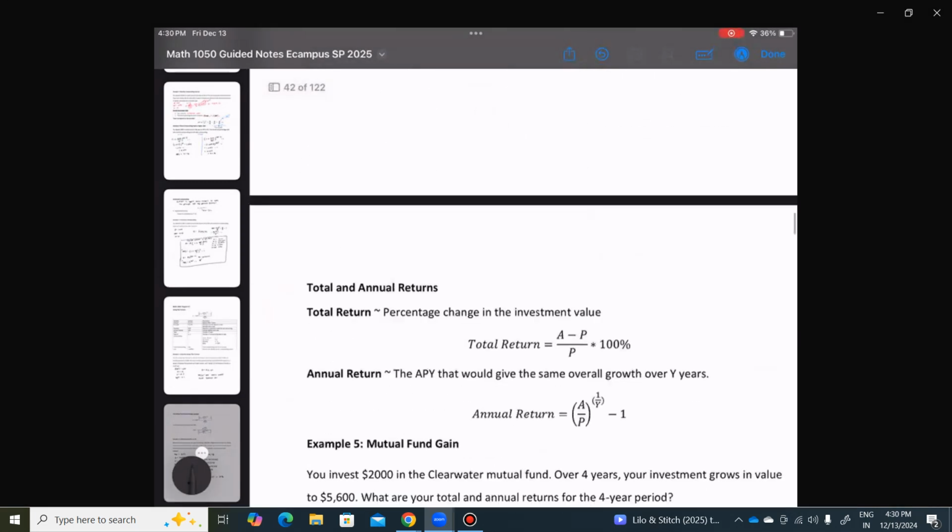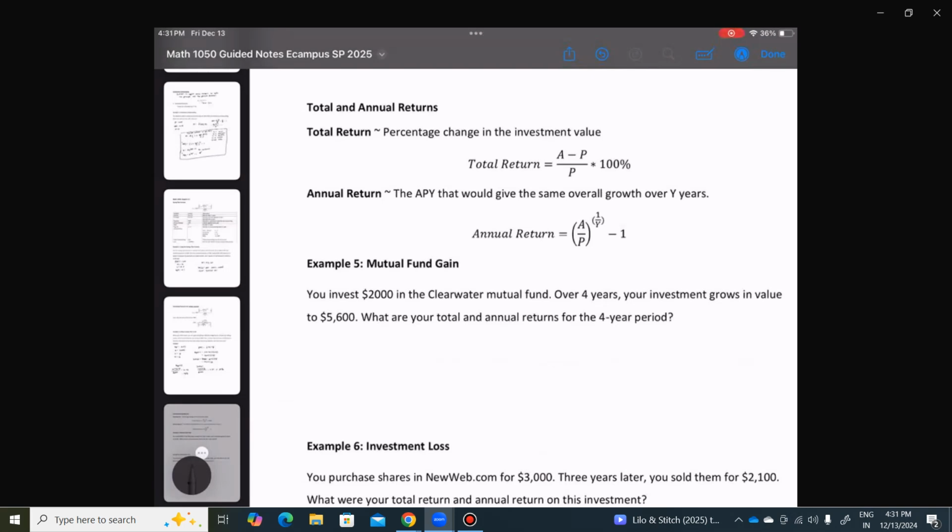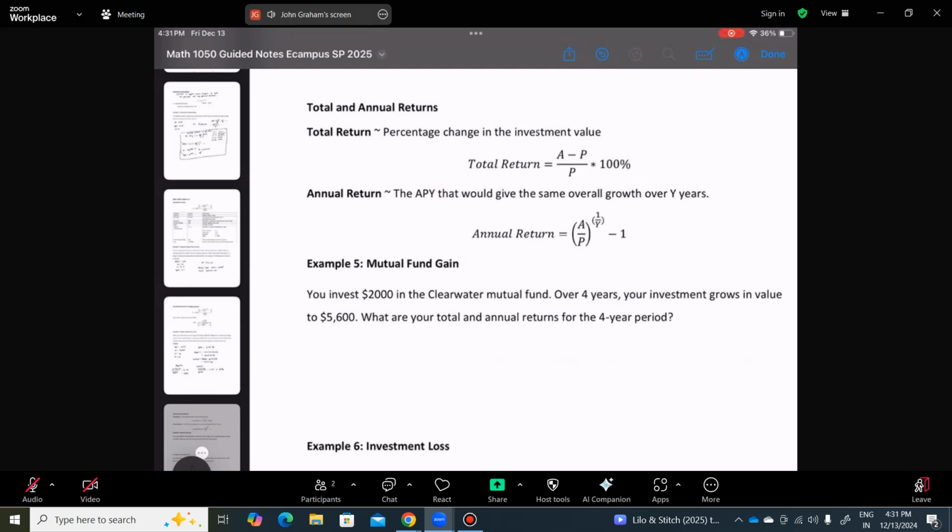All right, the next thing is what we call total and annual returns. They're both percentages. Total return is the percentage change in the investment: A minus P over P times 100, whatever that percentage is, that's your total return. For your annual return, we're looking at the APY that will give the same overall growth over Y years, and we find it by A over P raised to 1 over the number of years, and then you subtract 1.